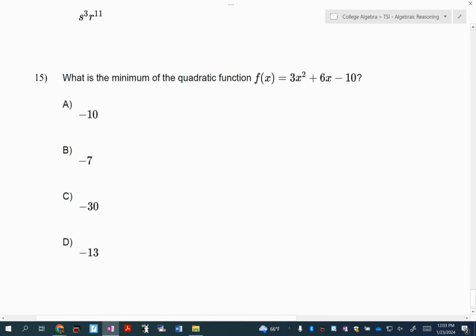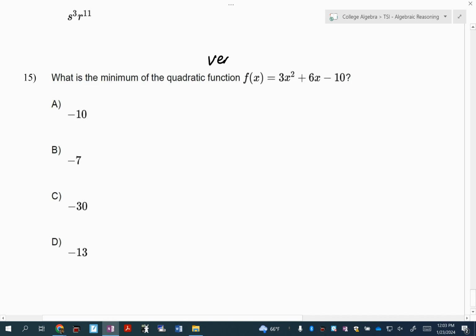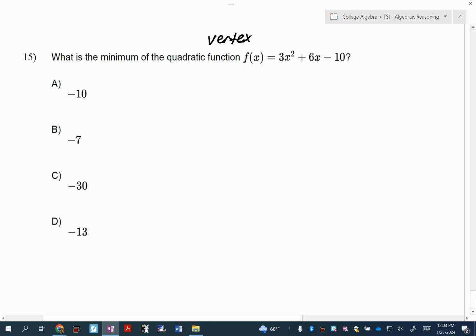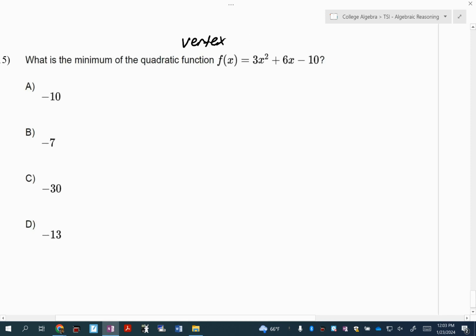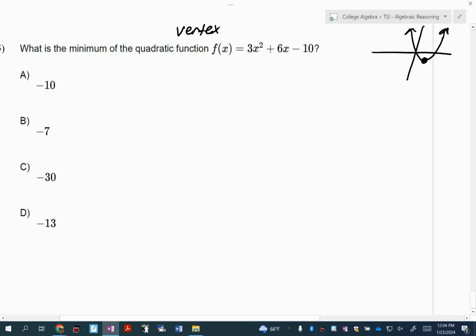All right, last one, and then we'll be finished. What is the minimum for this quadratic function? This is actually asking you to find the vertex. The vertex of a quadratic function will always be where you find your maximum or your minimum. The reason this one is a minimum is that when you have a parabola opening up, your vertex will be the minimum value. If your parabola was opening down, then your vertex would be the maximum.